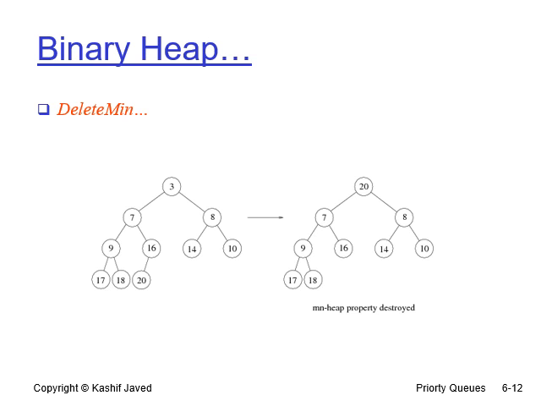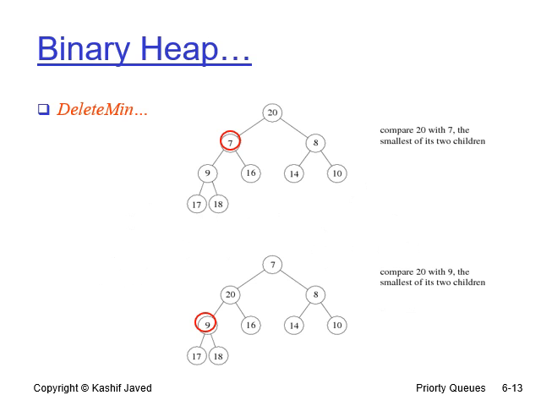So let's move on. What we find is, when you compare 20 against the two children, which are 7 and 8, 7 being the smaller of the two, I will shift 7 to place it in the root node, and 20 will come down. Is the heap order property still being violated?